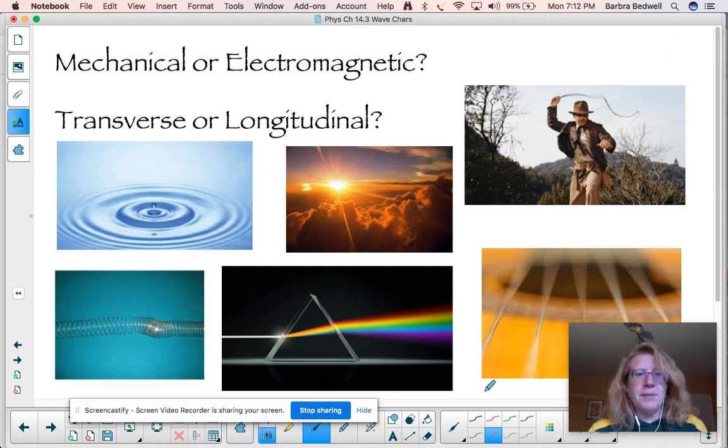Okay, so water waves. If we're talking about the picture up on the top right here, this one is a mechanical wave. It's a water wave, so it does require a medium. And because of the way these little wave pulses are moving left to right, this would be considered a transverse wave.